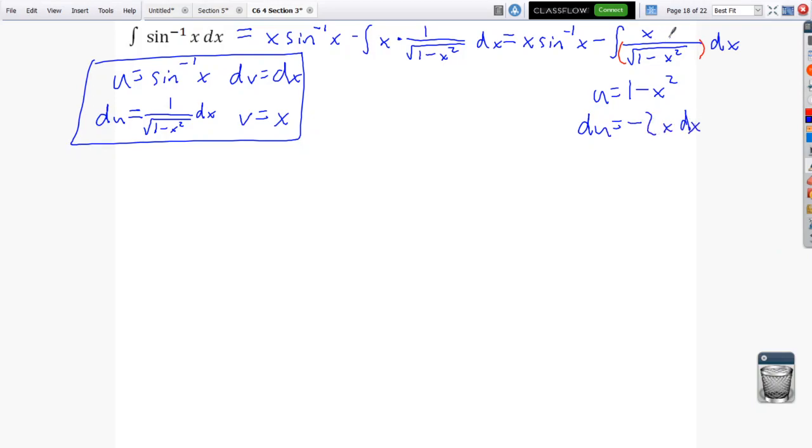I look back up at my problem and I can see I've got x dx, which is like this except it differs by a constant factor. I can make this into negative 1/2 du is equal to x dx. So now that's my work for my u substitution. This problem up here now becomes, let's go over here so we have enough room.